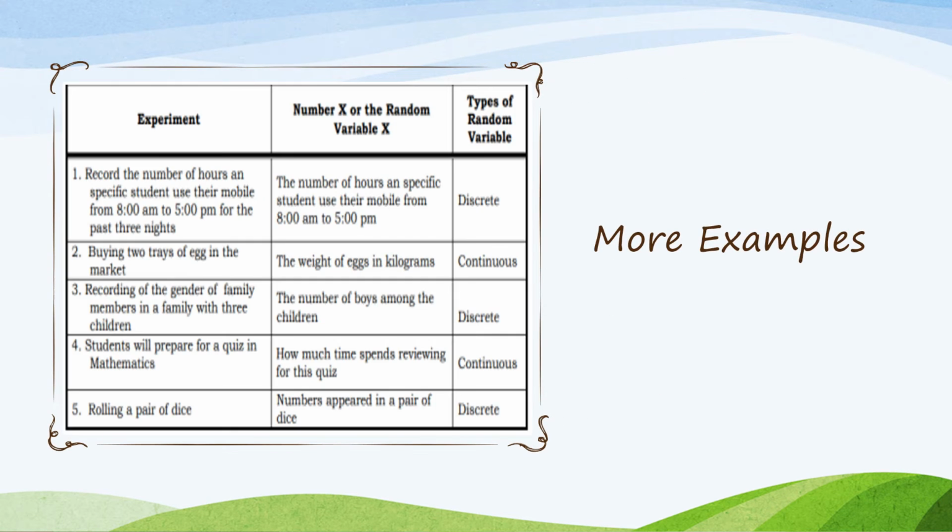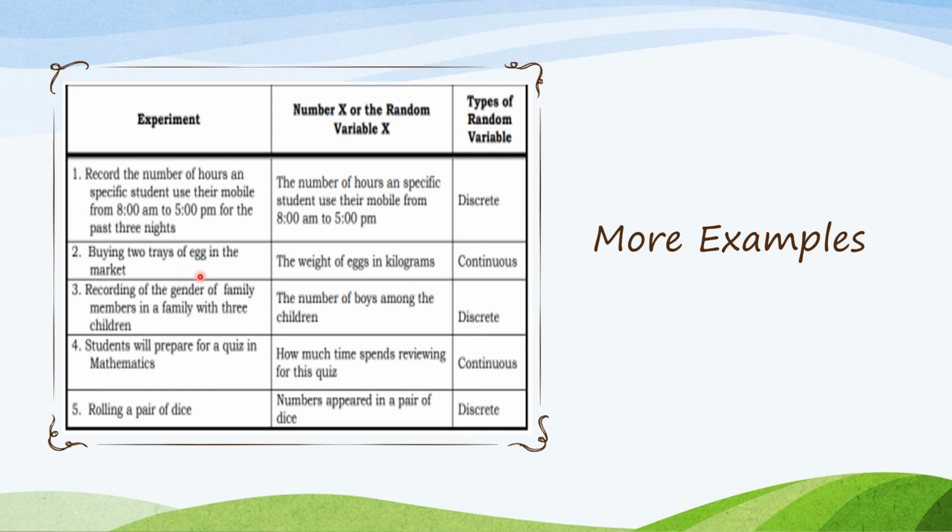Let's have more examples. Using this table, which is adopted from our module, these are the different experiments. Experiment took place for us to be able to get an outcome. So let's have this table: the experiment, the random variable X, and the type of random variable. The first one is to record the number of hours a specific student used their mobile from 8 a.m. to 5 p.m. If you're going to observe, there is a given number or time allotted. So as the record of number of hours, it can be considered to be a discrete.